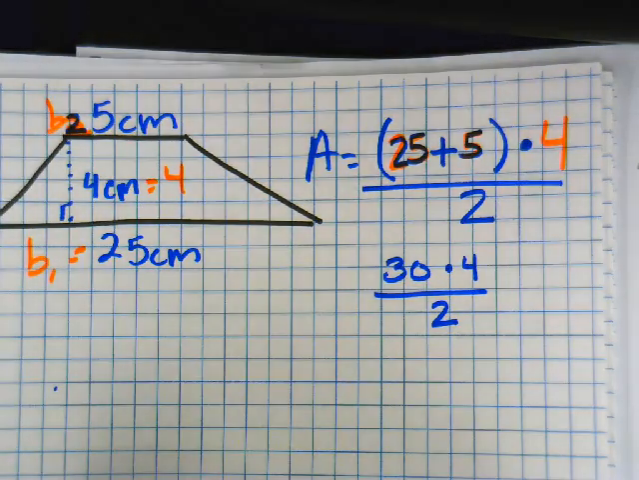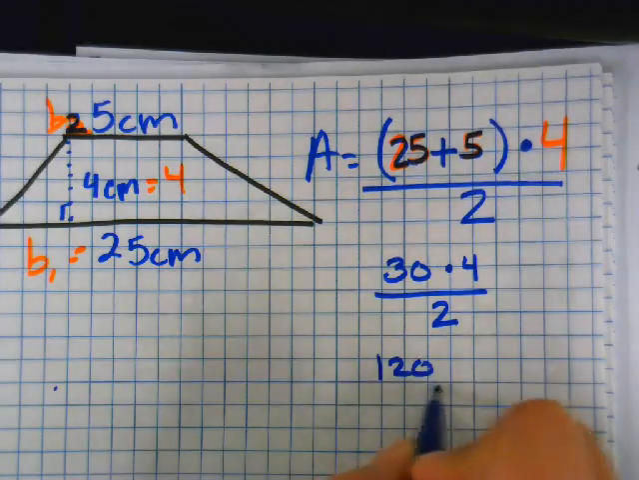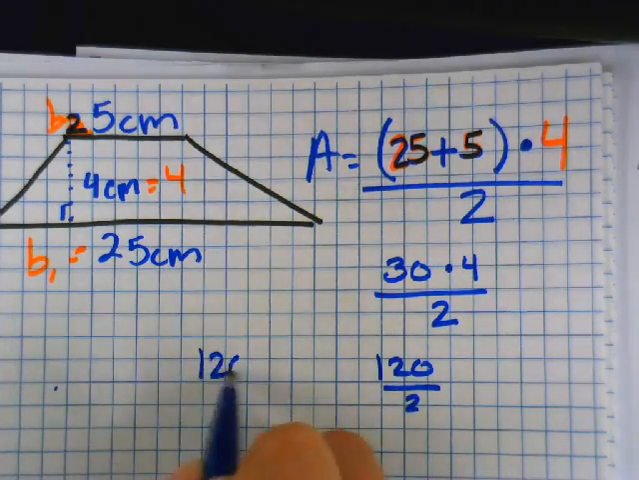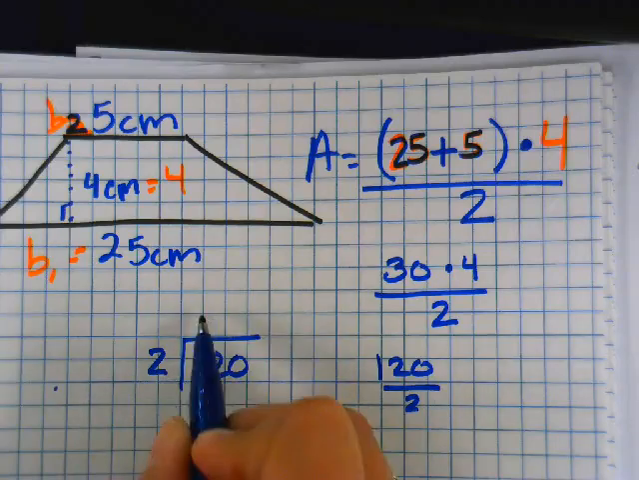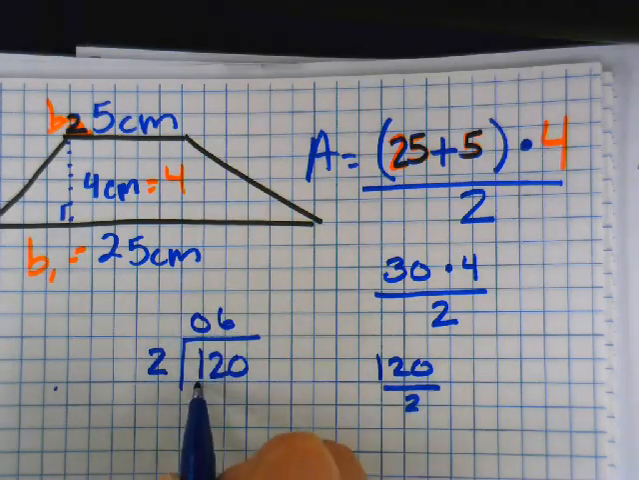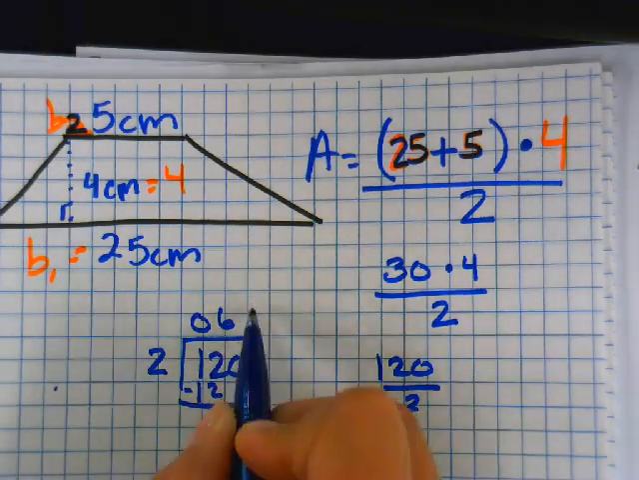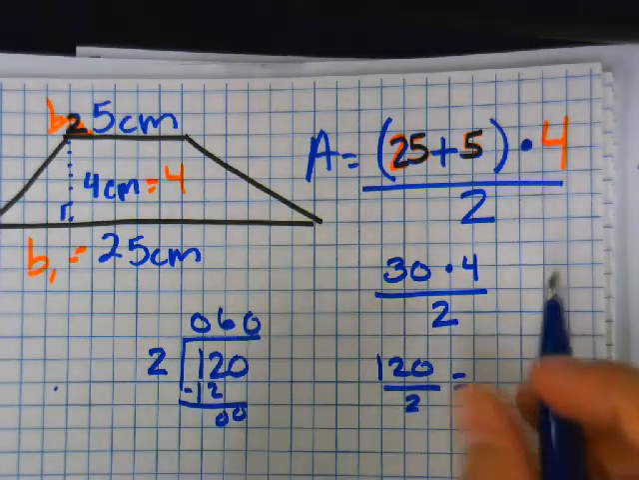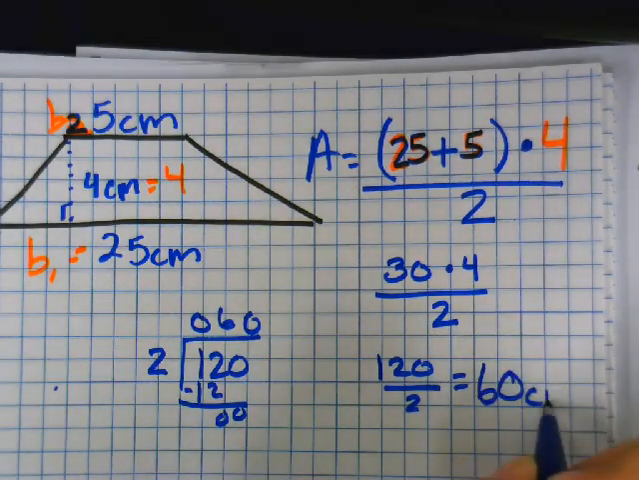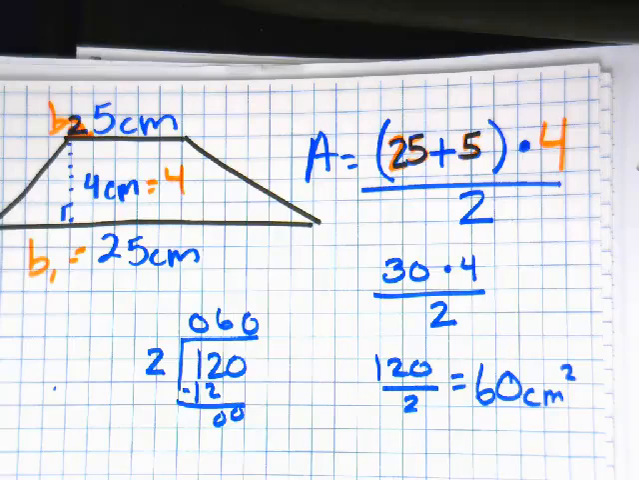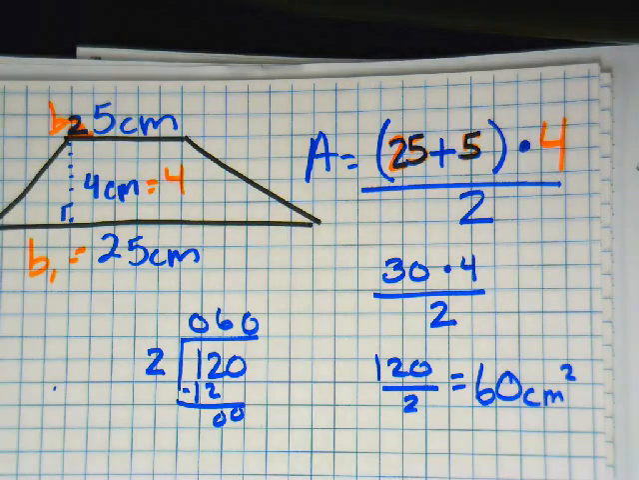30 times 4. 120. Divided by 2. What is our answer? 60 centimeters squared.